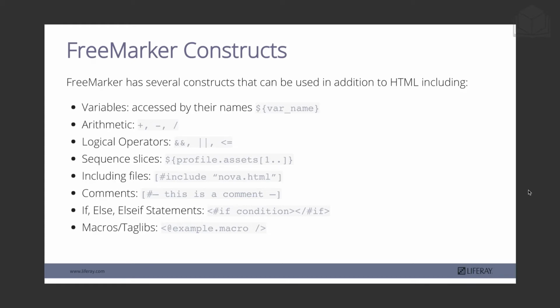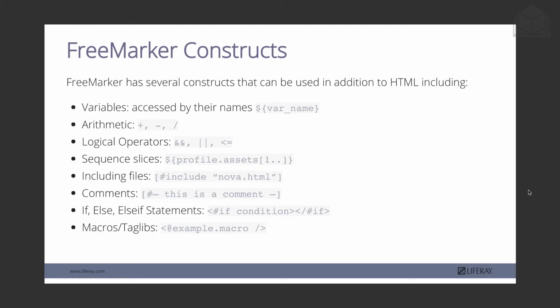For some of the other features, like I said, we can create variables. As we'll see later, some variables are already created for us out of the box that we can take advantage of, but we can of course create new variables as well. We can do some arithmetic, there are logical operators, we can do sequence slices, and we can include files. That's also going to be very important for us, especially in our themes, but you can use it in your templates as well. And of course, things like comments.